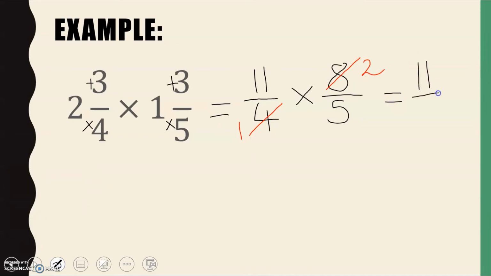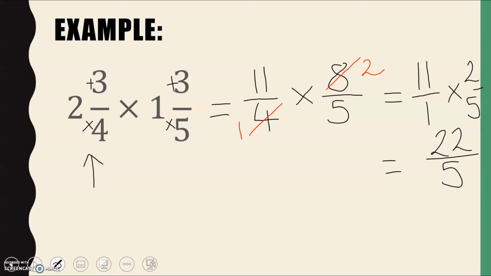So I've now got 11/1 times by 2/5. So that is going to be 22/5. And then the last thing I'm going to do is change it back to mixed number. So 5 goes into 22 4 times with 2 left over. So it is 4 2/5 as my answer there.